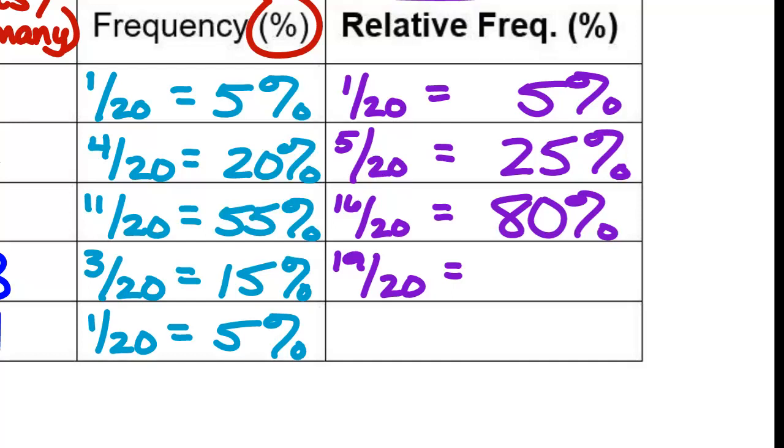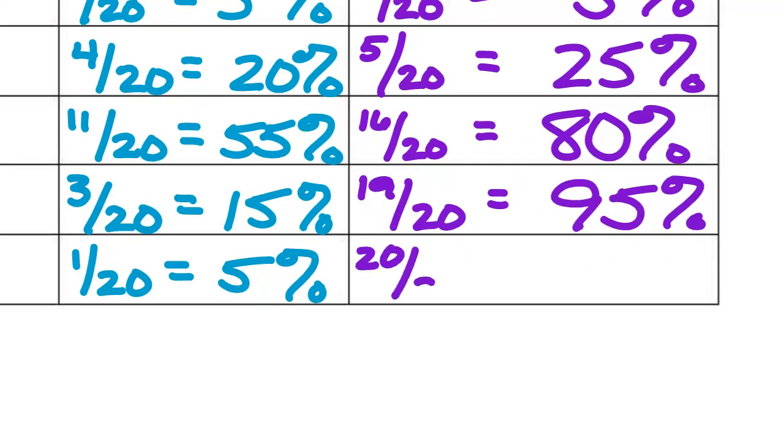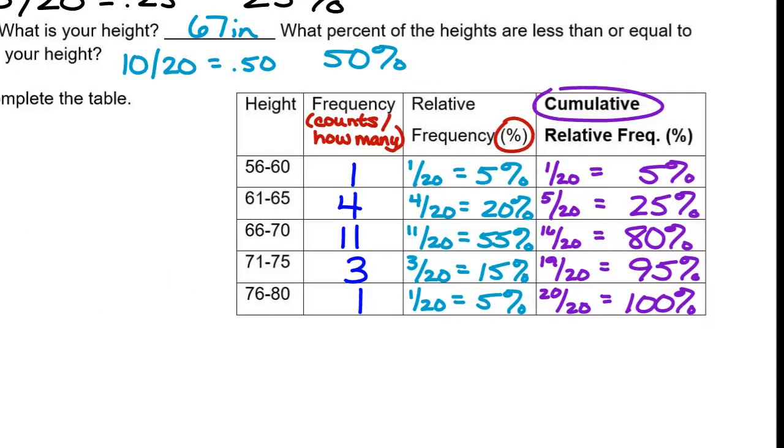And that would take us up to 95%. And then we get up to the last person. Now we have everybody, 20 out of 20. So I am at 100%. We are going to take these numbers here in purple, and we're going to make what's called a cumulative relative frequency graph. So far, so good? All right.